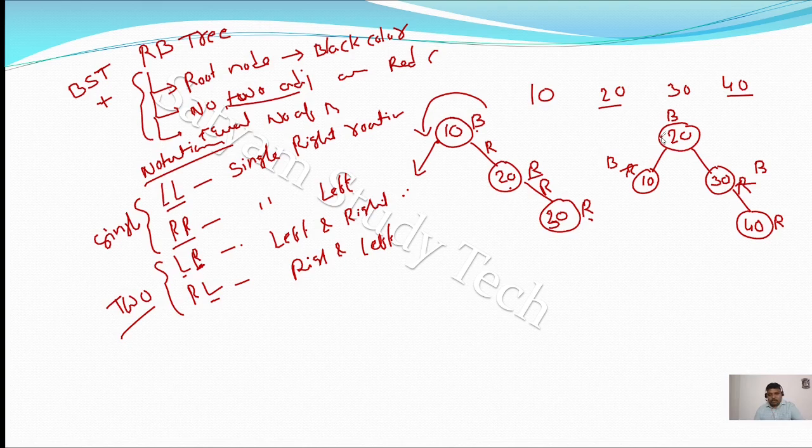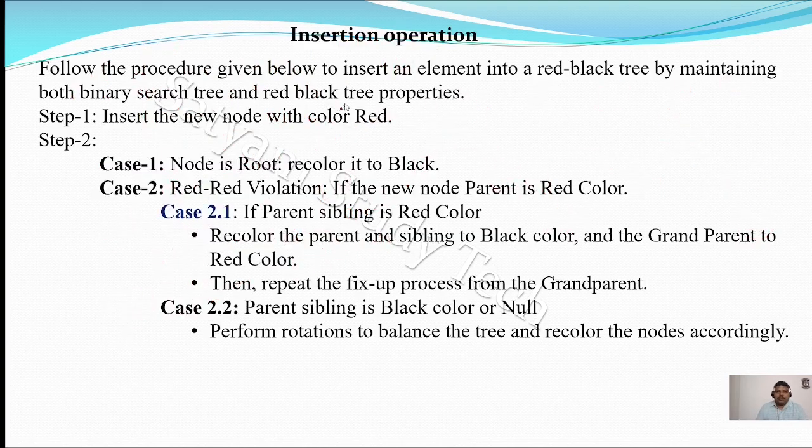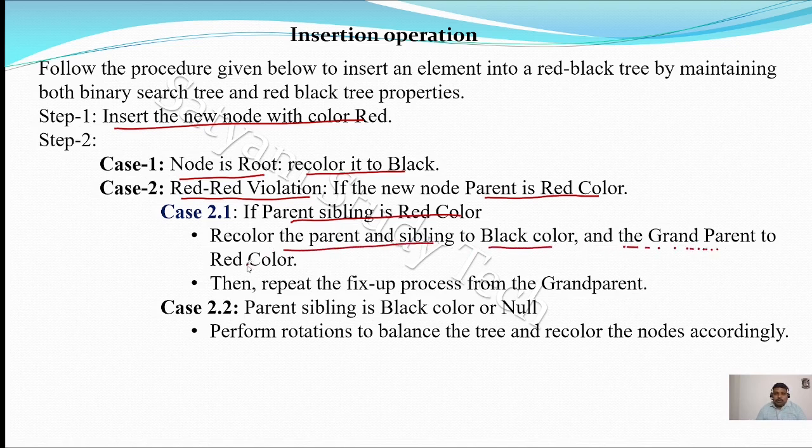Okay, now you can see the insertion algorithm for the red black tree. So this is the procedure. Insert the new node with the color red. Case 1: if the node is root, recolor it black. Okay, so if red violation is there, if the new node's parent is red color, in that case there are two cases. If the parent's sibling is red color, recolor the parent and sibling to black color and the grandparent to red color.